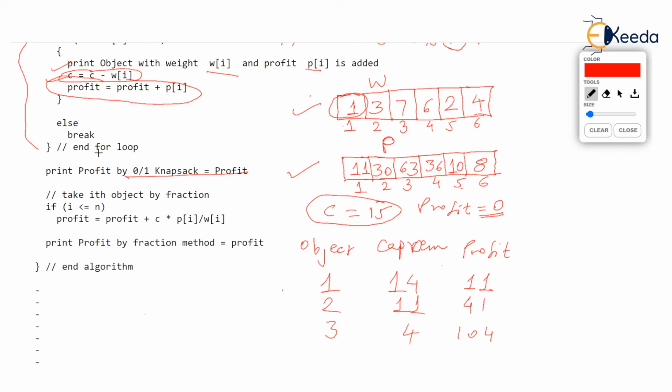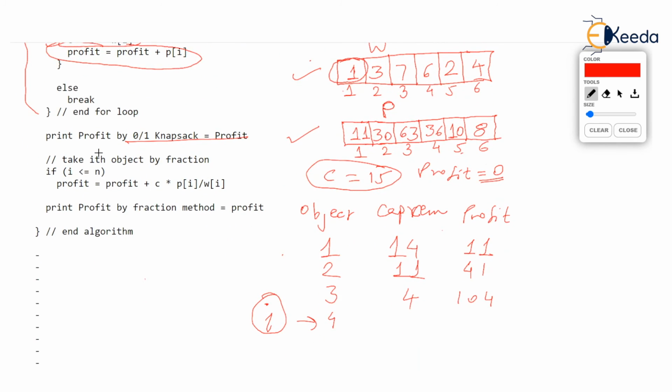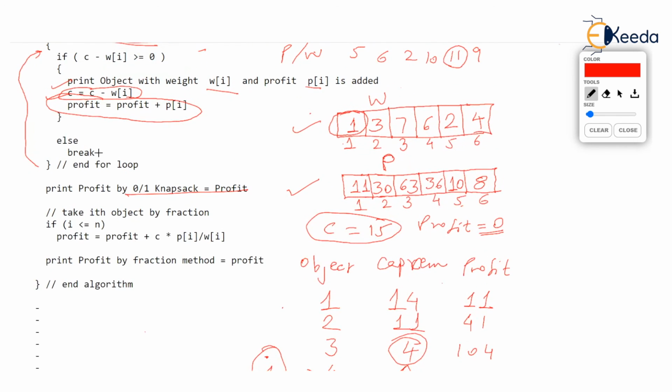And now we are trying to add the fourth object, so that is i, isn't it? Now i is 4. Observe what really happens in the for loop here. Check this for loop. Now i is 4. When i is 4, the capacity remaining is 4, isn't it? So only 4 kg can be added in the knapsack.